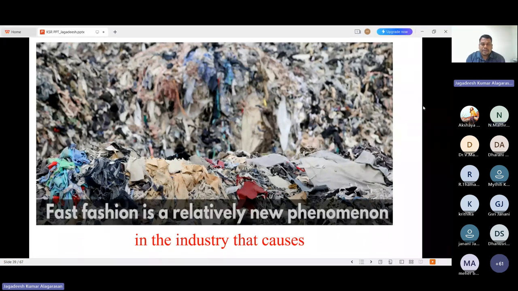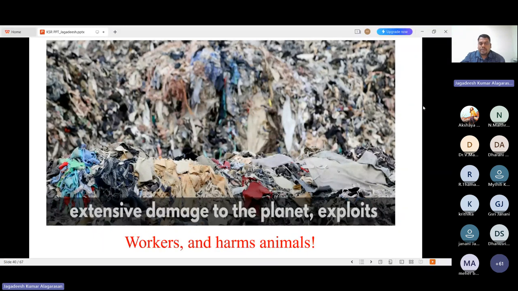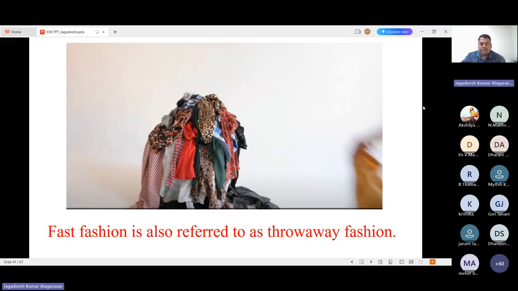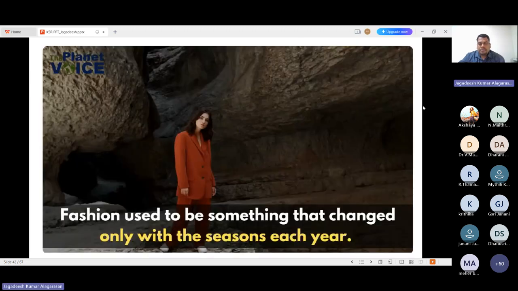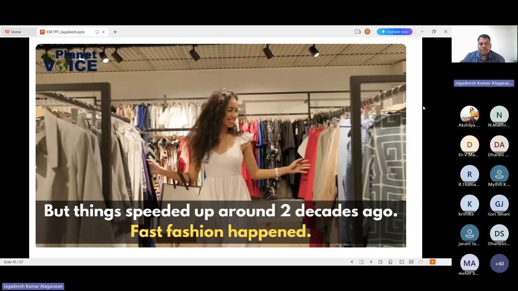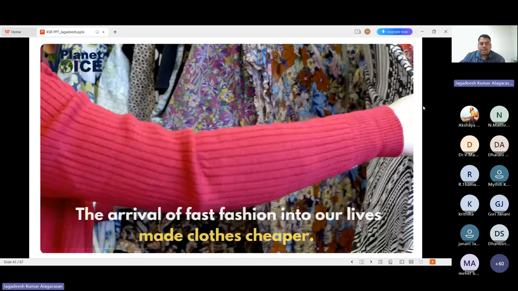So fast fashion is a relatively new phenomenon in the industry that causes extensive damage to the planet, exploits workers and harms animals. Fast fashion is also referred to as throwaway fashion. Fashion used to be something that changed only with the season each year. This is very common to know. But things sped up around 2 decades ago, and fast fashion happened. The arrival of fast fashion into our lives made clothing much cheaper.